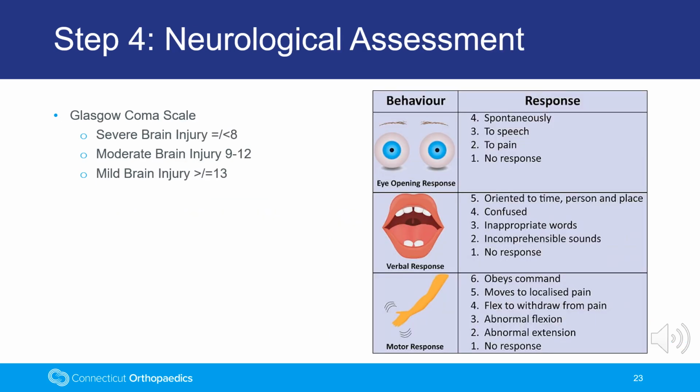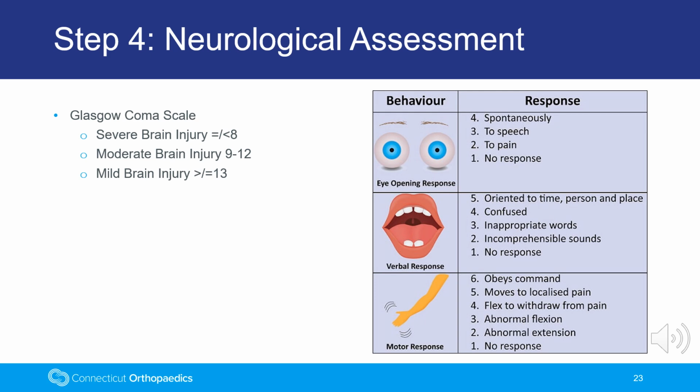Step 4 of the SCAT-5 and sideline assessment is the neurological examination. This is where athletes and patients will be given their GCS or Glasgow Coma Scale. Each behavior has a scale for rating. An eye-opening response receives 1 point for no response, 2 points if they open to a pain stimulus, 3 points if they open to speech or sound stimulus, and 4 points for spontaneous opening.